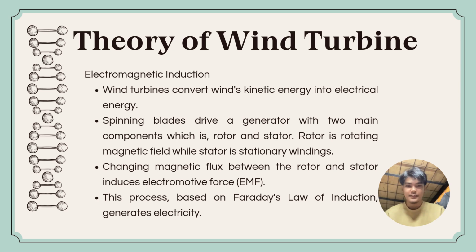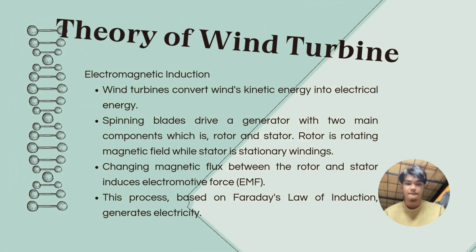The next topic is theory of wind turbine. The basic concept of physics is electromagnetic induction. Wind turbines convert wind kinetic energy into electrical energy. Spinning blades drive a generator with two main components, which are the rotor and stator. The rotor is the rotating magnetic field, while the stator is the stationary windings. Changing magnetic flux between the rotor and stator induces electromotive force. This process, based on Faraday's law of induction, generates electricity.